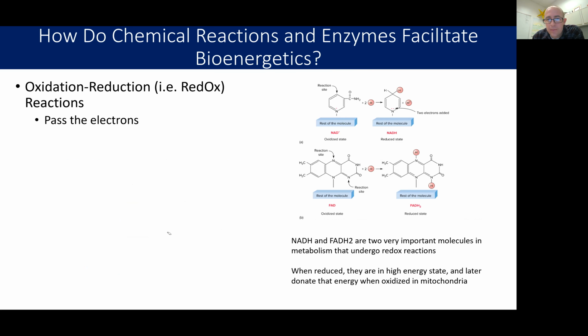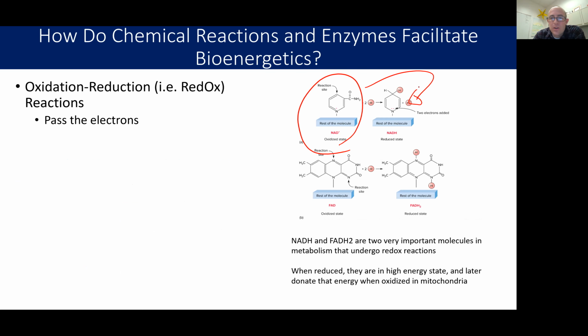And so this is what they look like. NAD plus is the electron bucket, one of the electron buckets or carriers, minus the extra electron. Once you get the extra electron, it comes with a hydrogen or two, and now it becomes NADH. And that NADH has an extra electron it can donate somewhere else.